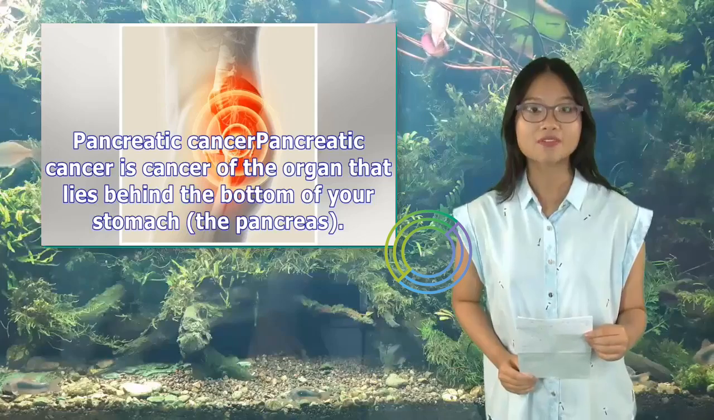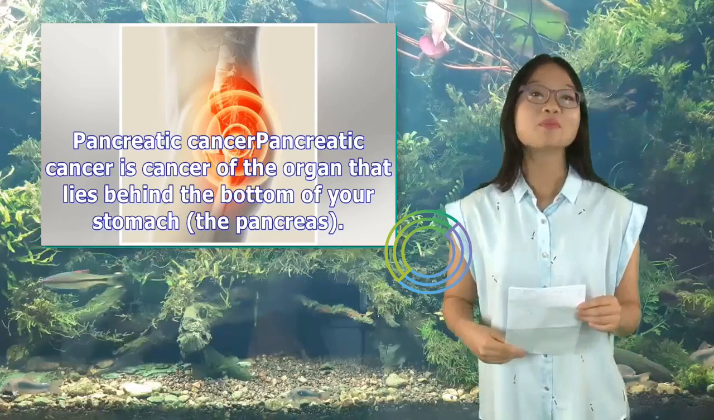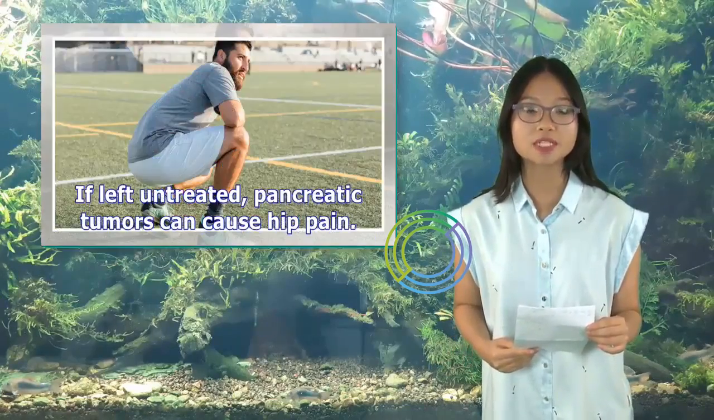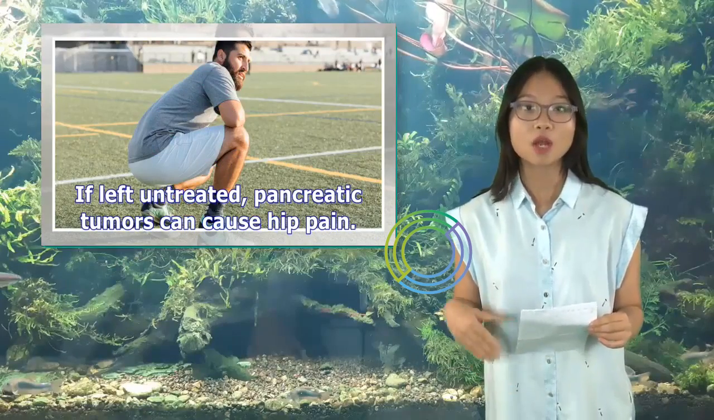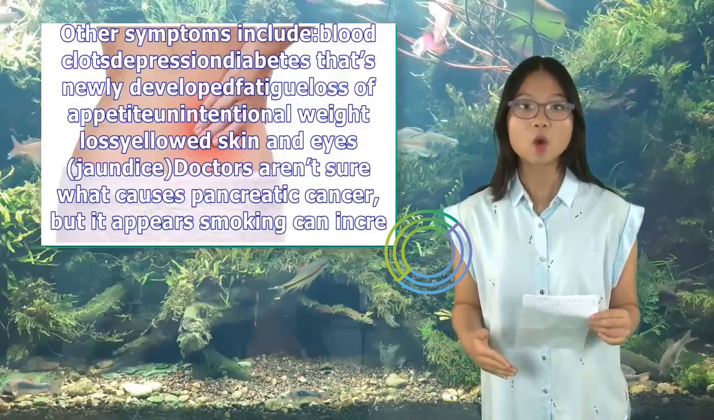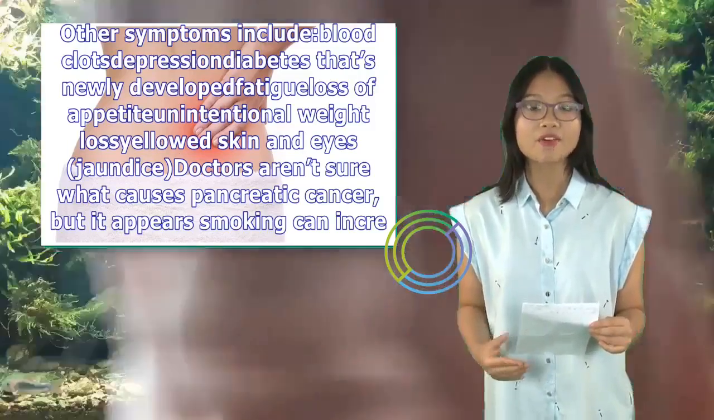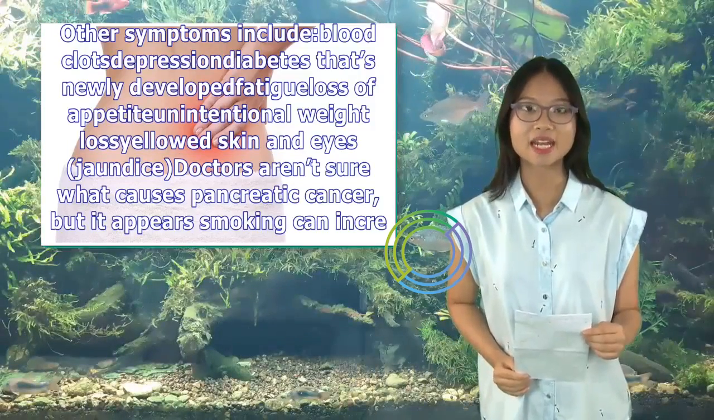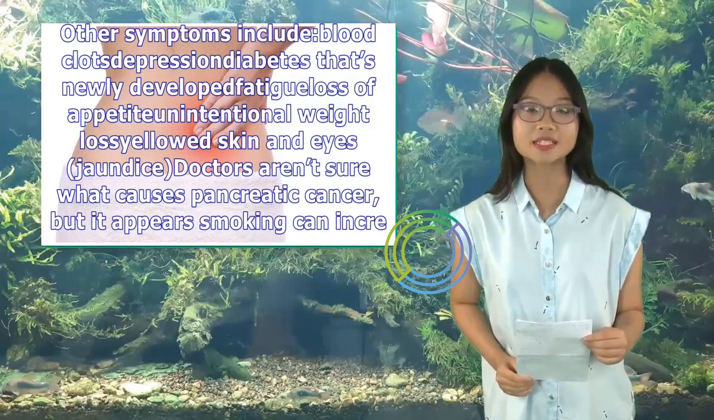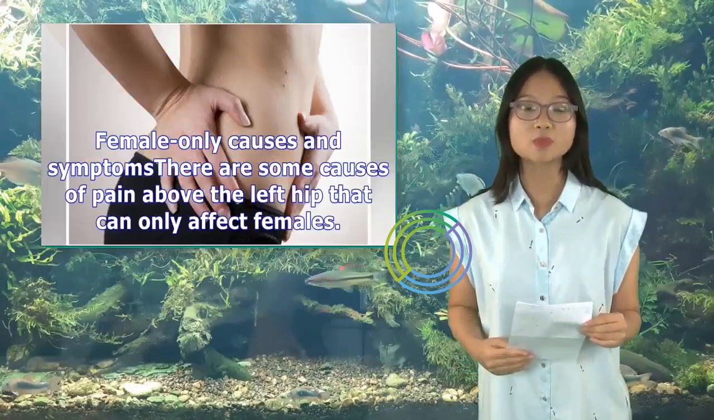Pancreatic cancer. Pancreatic cancer is cancer of the organ that lies behind the bottom of your stomach, the pancreas. If left untreated, pancreatic tumors can cause hip pain. Other symptoms include blood clots, depression, newly developed diabetes, fatigue, loss of appetite, unintentional weight loss, yellowed skin and eyes, jaundice. Doctors aren't sure what causes pancreatic cancer, but it appears smoking can increase your risk of the disease.